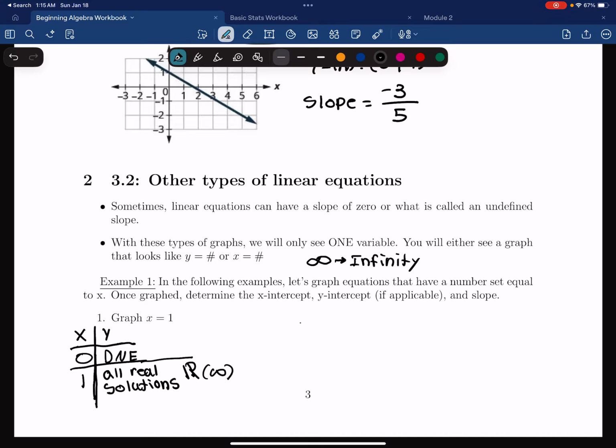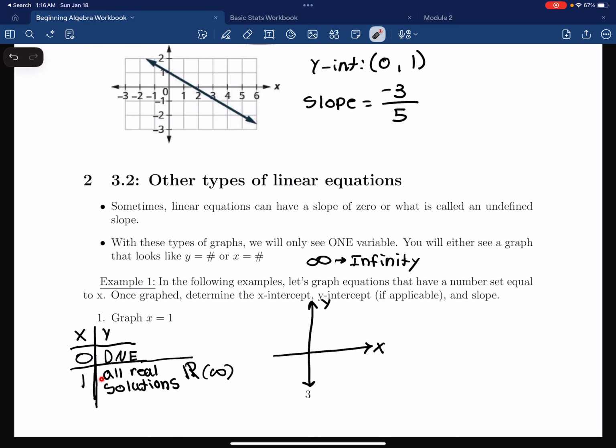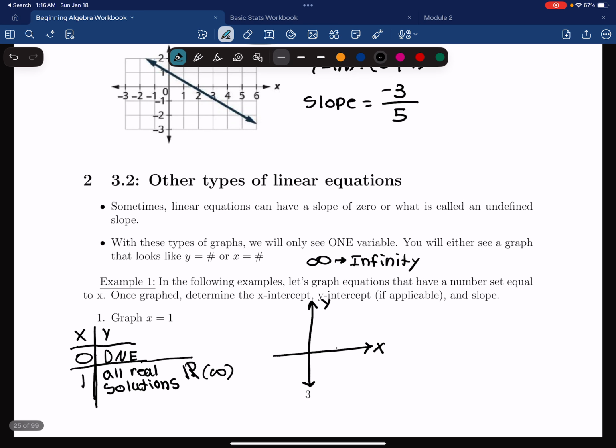Let's see what this looks like graphically. I'm going to graph it here. This is our y-axis, and then we're going to have our x-axis. As we've seen, when x equals 1, I'm just going to draw a dash here, we have infinite y solutions. So the graph x equals 1 looks like this. We have a vertical line that goes straight up and down. And that's the graph x equals 1.